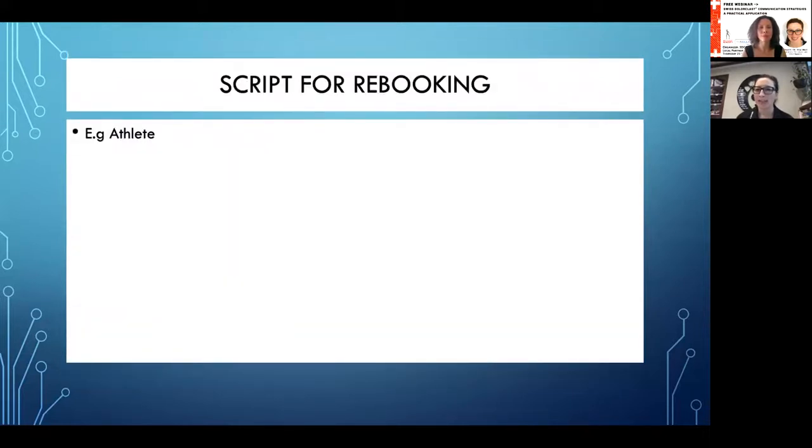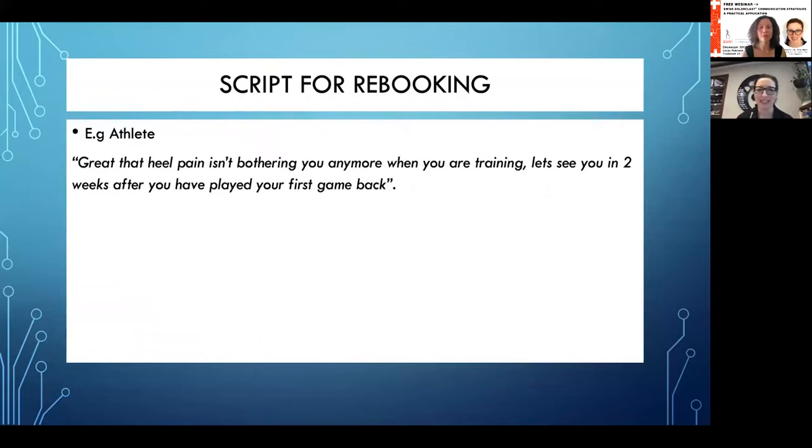When you're rebooking, I've given 2 examples here. One is if they're an athlete or they play any kind of sport: great, that heel pain isn't bothering you anymore when you're training. Let's see you in 2 weeks after you've played your first game back. Be very confident. Just tell them exactly when you want to see them. Don't leave it up to them to decide. You be firm, because that will dictate the healing and the response to the treatment. If you leave it too long, you don't get the opportunity to maximize all the work you've done.